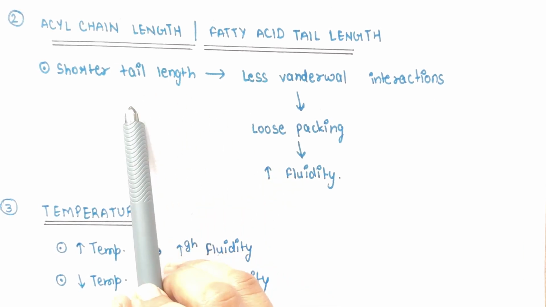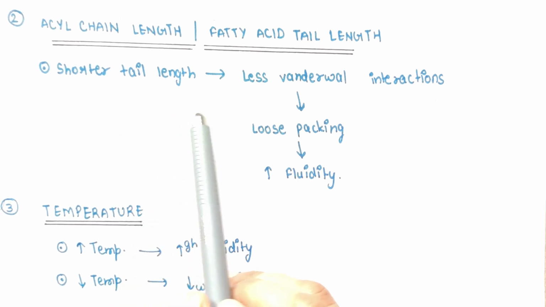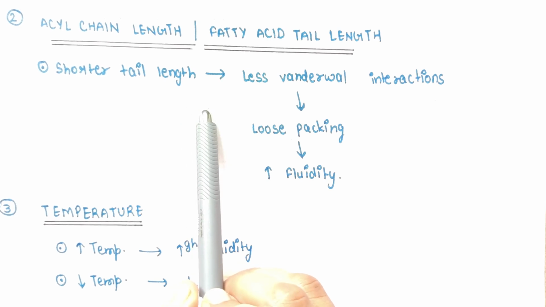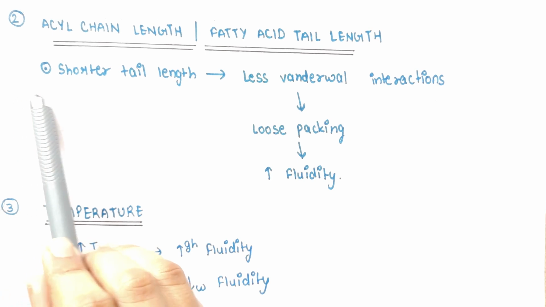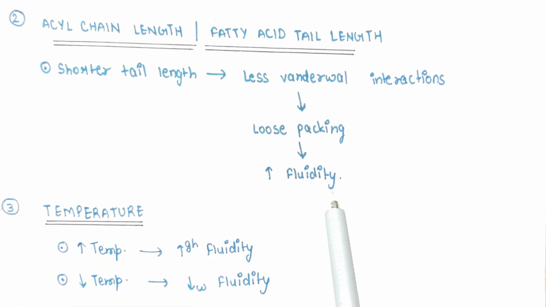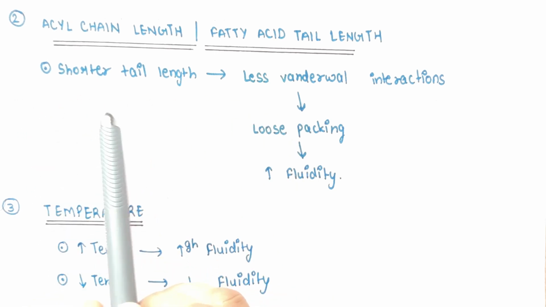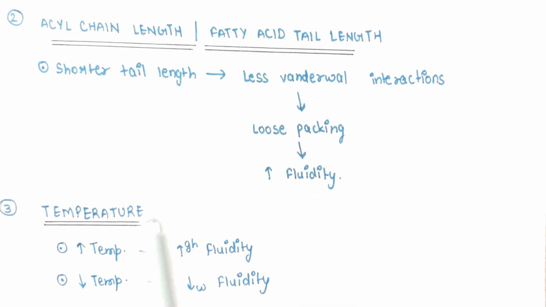But if lipid molecules contain a larger tail length, in that case the interaction between adjacent tails is high, so that leads to tight packing of the lipid molecules and decreases the fluidity of the membrane. So the shorter the tail length, the higher is the fluidity, and if a lipid molecule contains larger tail length, then less is the fluidity of the membrane.